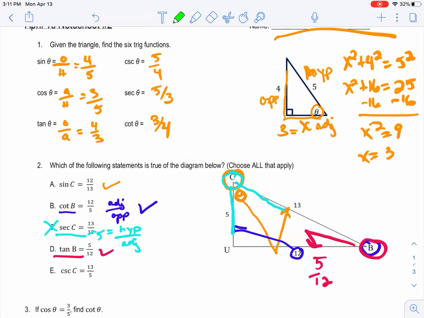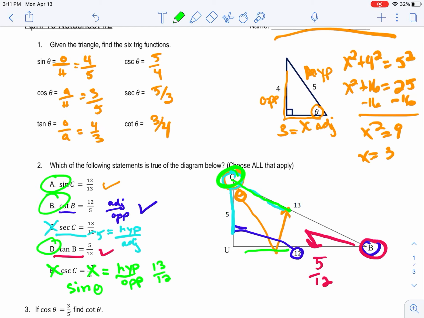Cosecant of C, so we're back up on this one. Cosecant goes with sine, so it would be the reciprocal of sine theta. So sine is opposite over hypotenuse, so cosecant would be hypotenuse over opposite. So I would have this over this. So I would have 13 over 12. Excuse me. So that one is wrong. So A, B, and D are the only ones that are correct. And I should probably use better color.